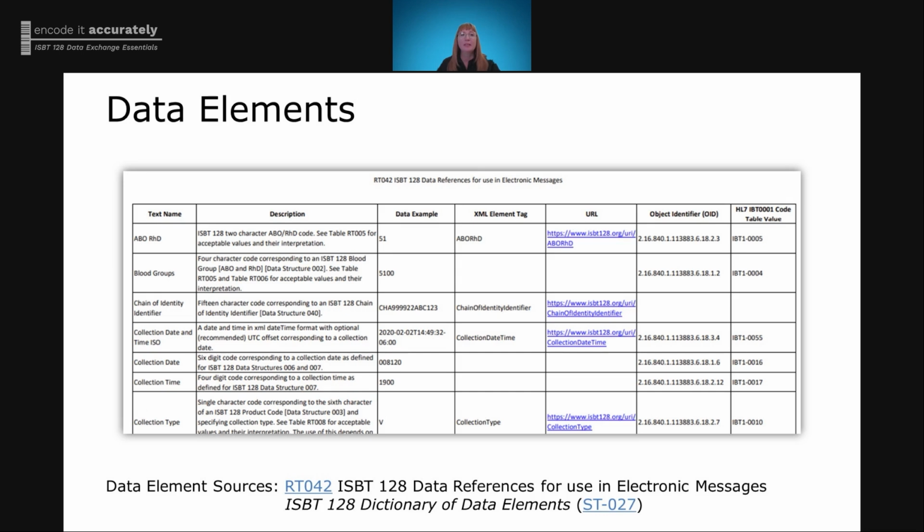Okay, so data elements. Data elements, again, make up data structures. For a list of data elements, please refer to reference table 42 or RT042 on the ICCBA website. ICCBA also provides a dictionary of data elements, that's ST027, which currently covers the main data elements and will eventually be expanded to include all active data elements in reference table 42.